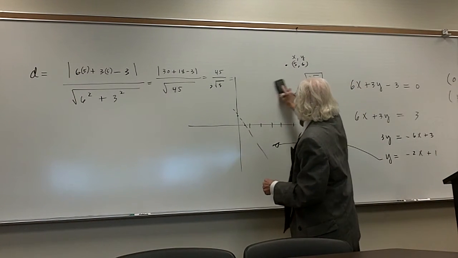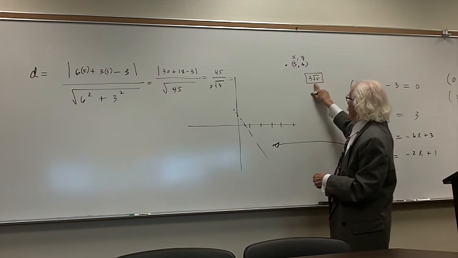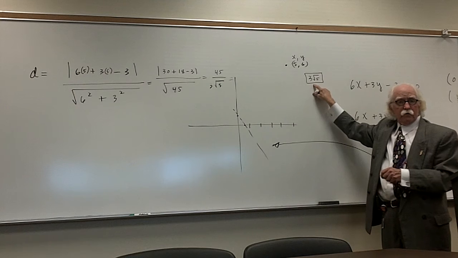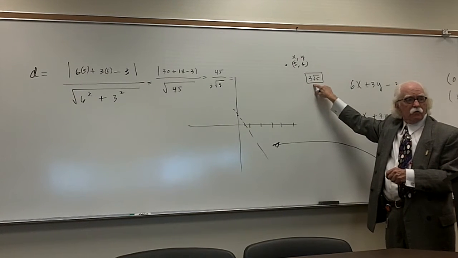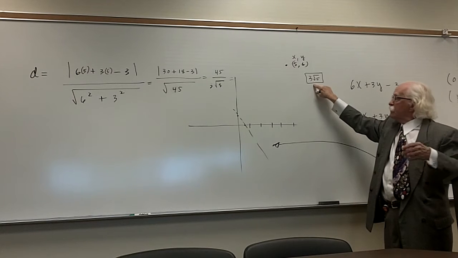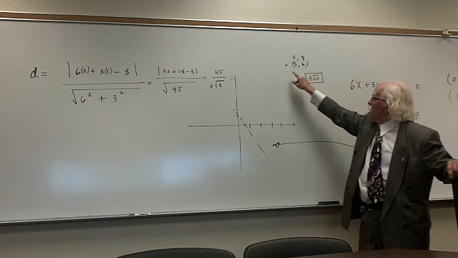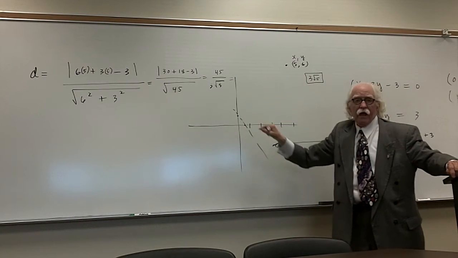See, I lost my point. My point is up here. So the distance is what? 3 onto the square root of 5. But you could say 3 times the square root of 5. I don't care how you say it. But that's the shortest distance from what? From this point to the line.